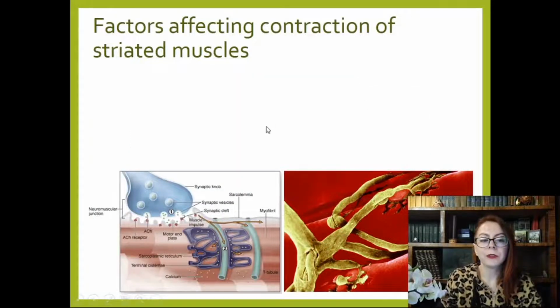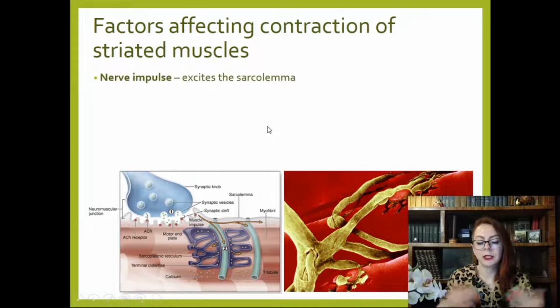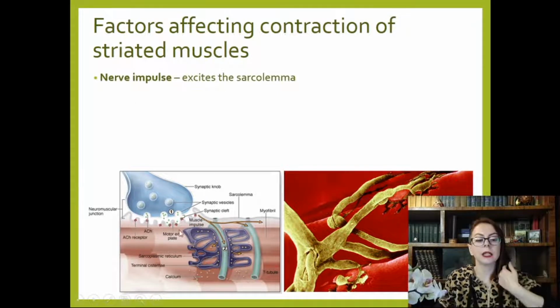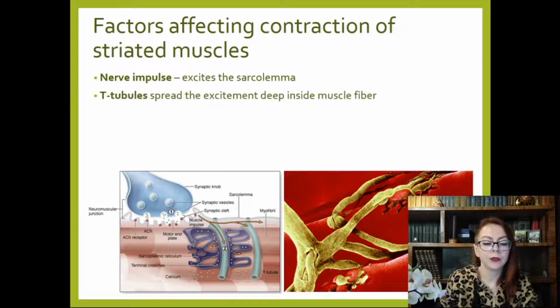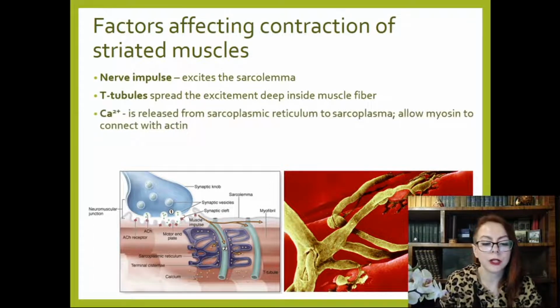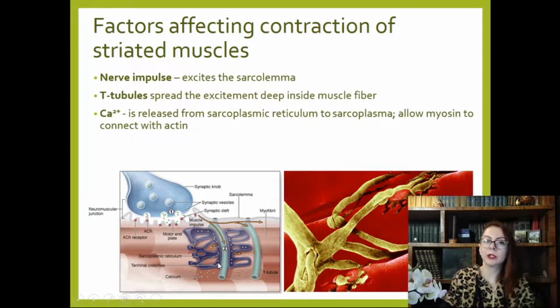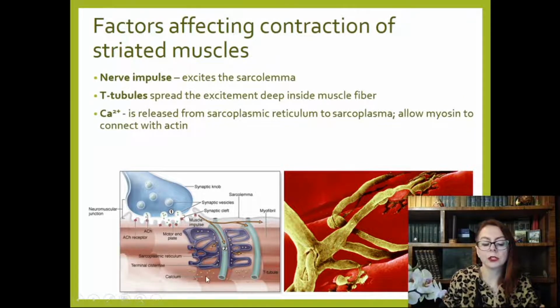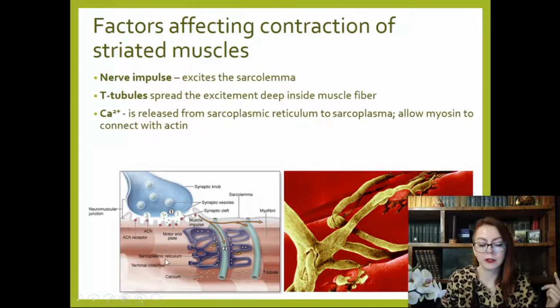So next, factors affecting contraction of the muscle. Let's investigate the sequence of events. First, what happens? A nerve impulse excites the sarcolemma. It gets depolarized. Then, through the system of T-tubules, excitation is conveyed even to the deeply located myofibrils. After that, as the T-tubule is in contact with the sarcoplasmic reticulum, calcium is liberated out of there. So excitation of the sarcolemma and T-tubules results in the influx of calcium inside the sarcoplasm.